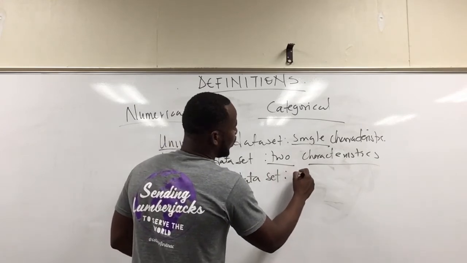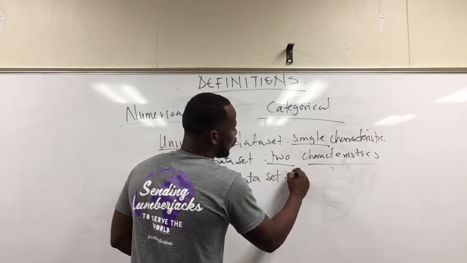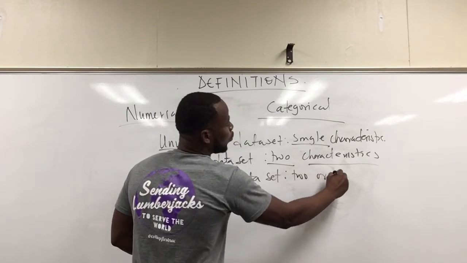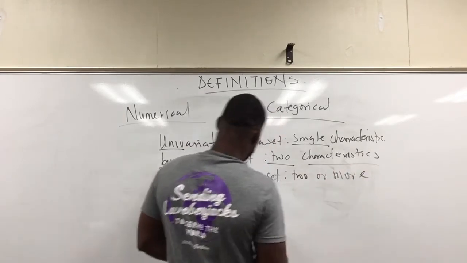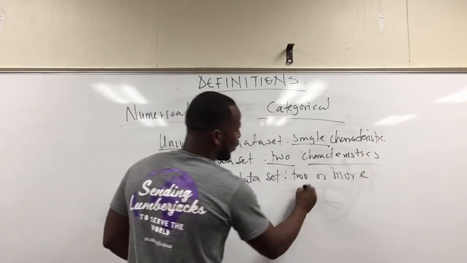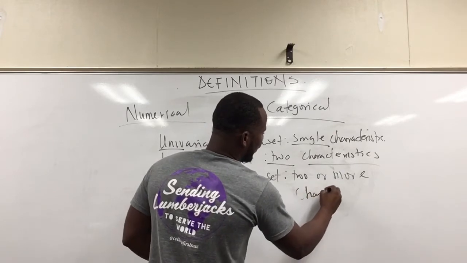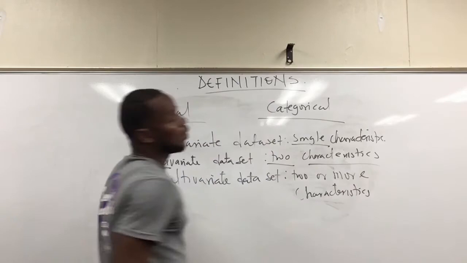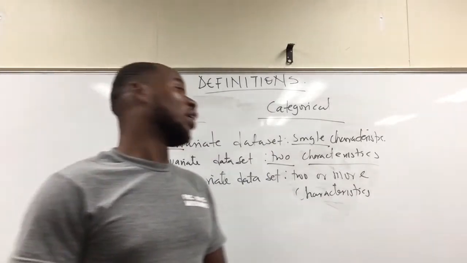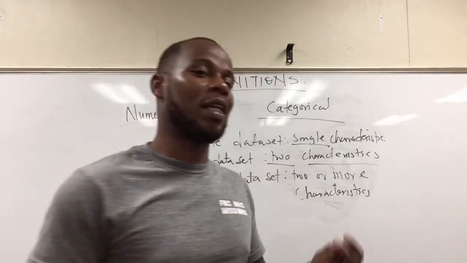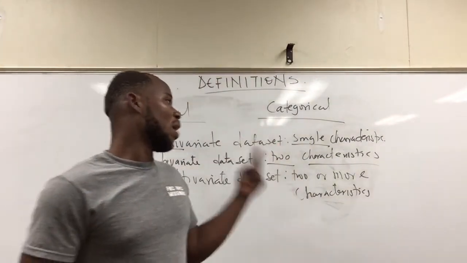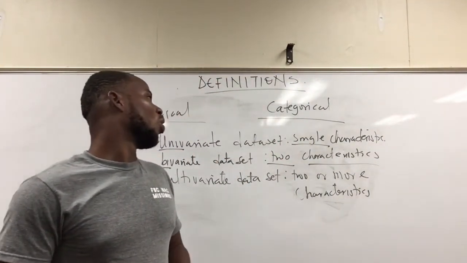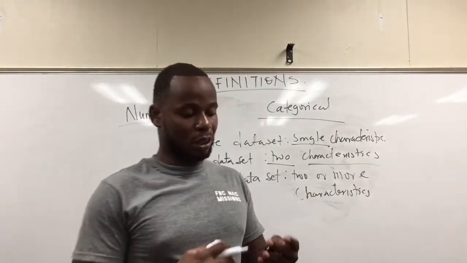This has to do with two or more characteristics. So univariate means a single characteristic, bivariate means two characteristics, and then two or more is multivariate.